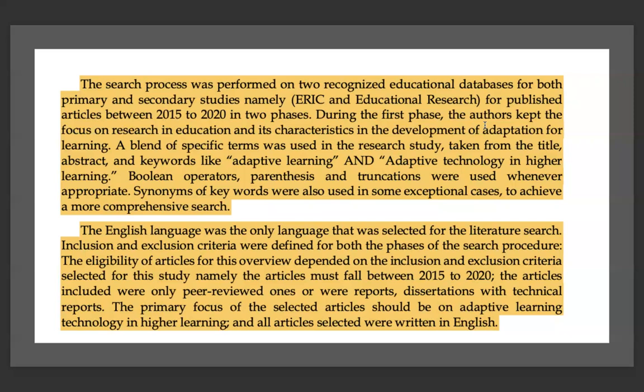Inclusion and exclusion criteria were defined for both phases of the search procedure. The eligibility of articles for this review depended on the inclusion and exclusion criteria selected for this study, namely, the article must fall between 2015 and 2020. The articles included were only peer reviewed ones, or were reports or dissertations with technical reports. The primary focus of the selected articles should be on adaptive learning technology in higher learning, and all articles selected were written in English.